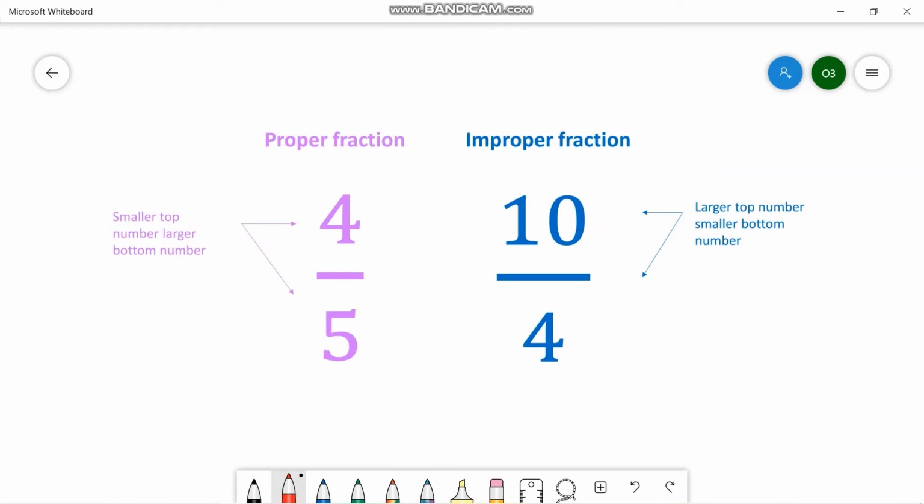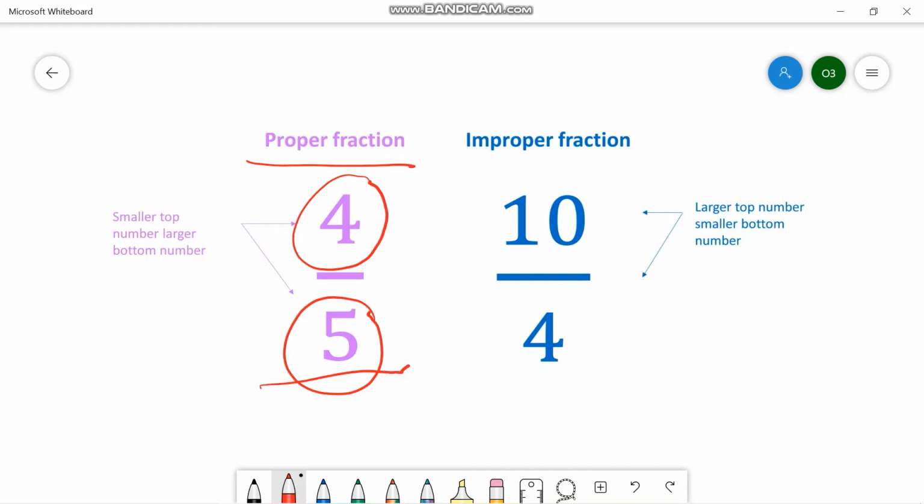So let's have again another example of proper fraction and improper fraction. So the first example is 4/5. As you can see, the top number is smaller than the bottom number. 4 is smaller than 5. So we call this proper fraction. The second example, the top number is greater than the bottom number. So we call this improper fraction.